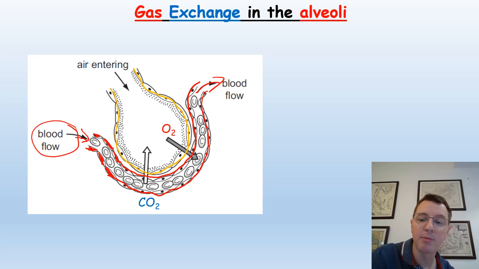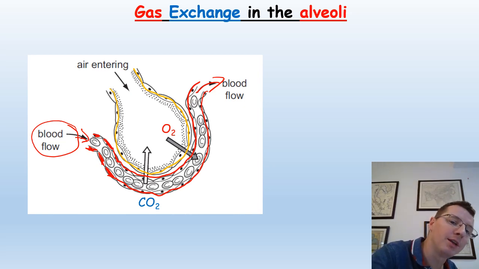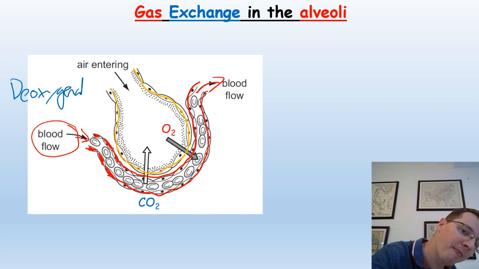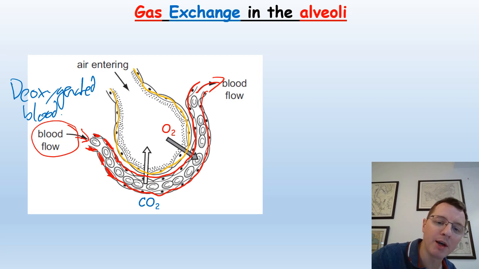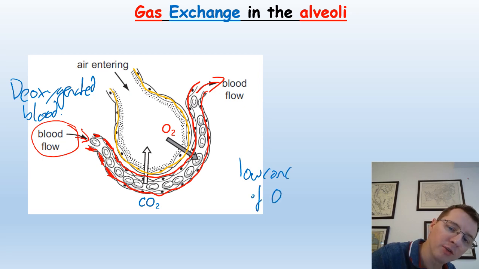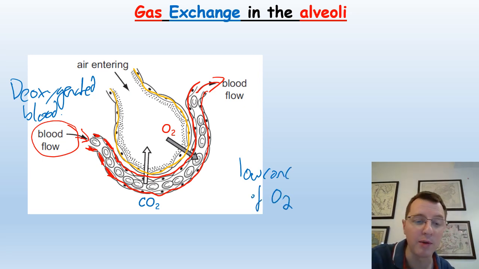Now, if we have a little think about the blood, it's travelled all around the body, and it's lost most of its oxygen because it's travelled past the body cells which are respiring and removing that oxygen. So when the blood flows back to the lungs, that blood is deoxygenated blood. And that means it has a very low concentration of oxygen in the blood in the alveoli.